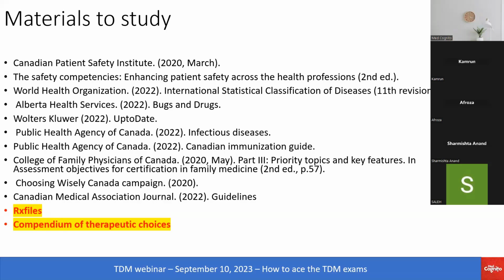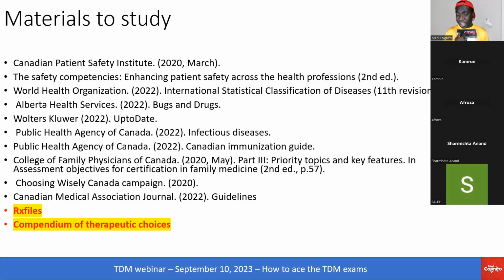And I think there's another resource. Let me just look for it. Yeah, okay, good. I'm going to show you another resource. I don't know whether you can subscribe to it, but I'm going to show it to you because it's a recommended resource. We have Choosing Wisely Canada, and then we also have the Canadian Medical Association Journal, CMAJ. For those who are practicing in Canada, every month we get this journal. A lot of the questions come from this journal as well.